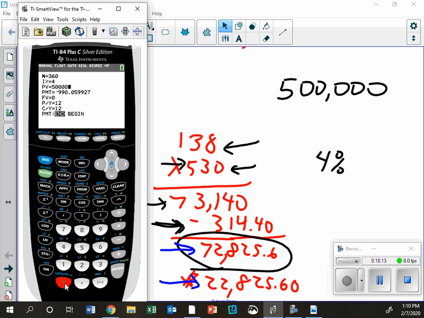$500,000. Payments would be, see if you remember how to do the solve thing. Hint, it involves alpha. Did you do alpha solve? There's your payments. You got about $2,000 a month in payments on the house.